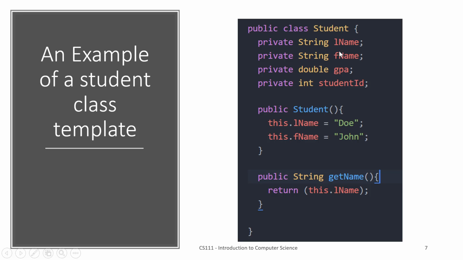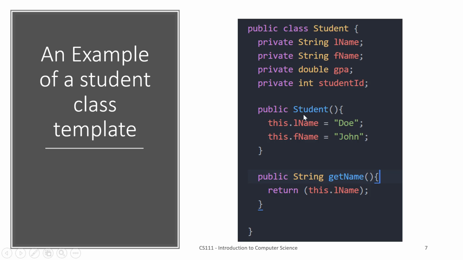So in this case, last name, first name, GPA, and student ID are the 4 attributes of this class. Obviously, this is a very simplified way to define a student. A more comprehensive student class may involve many other attributes. In this design, we only consider last name, first name, GPA, and student ID.